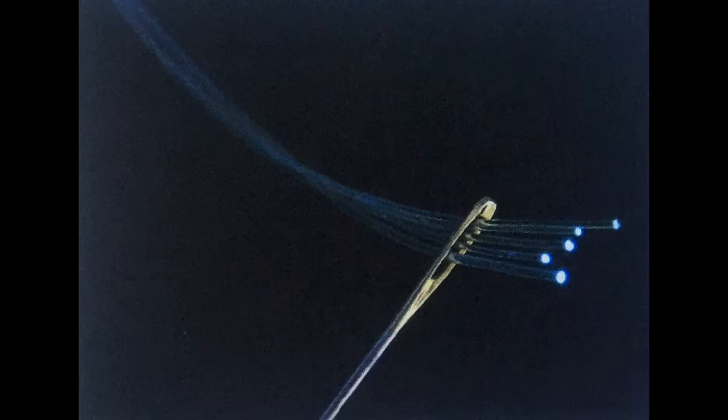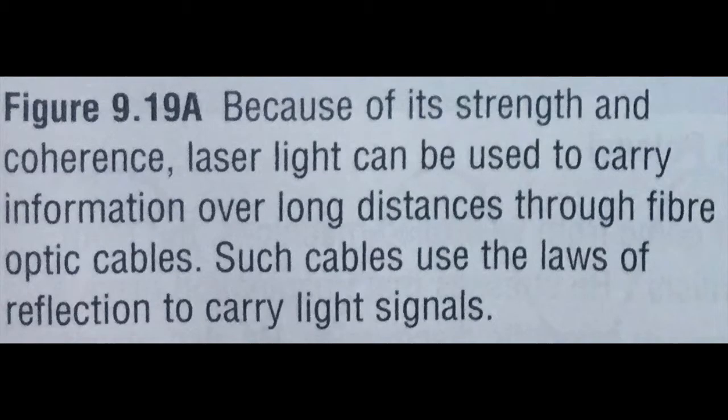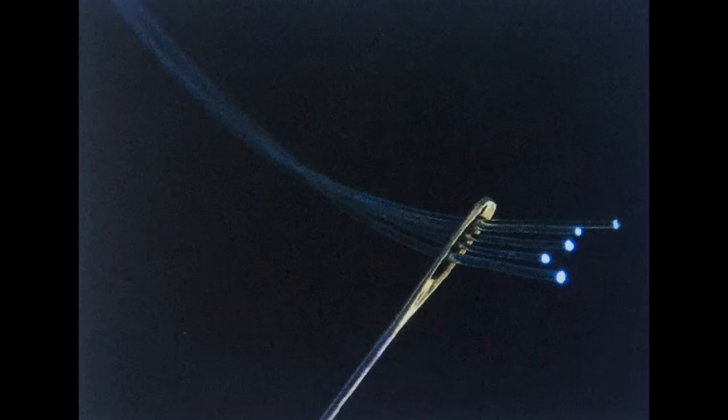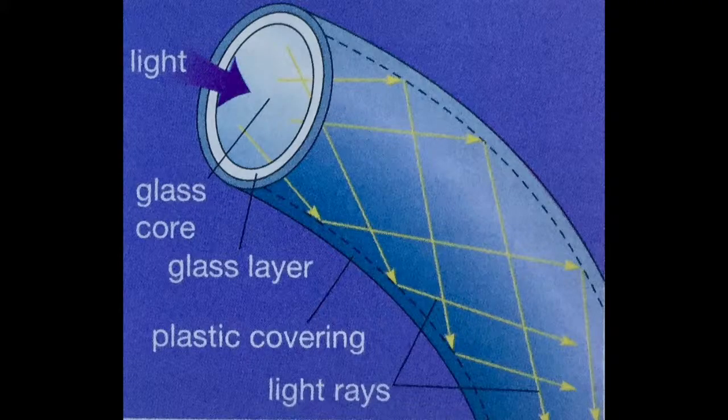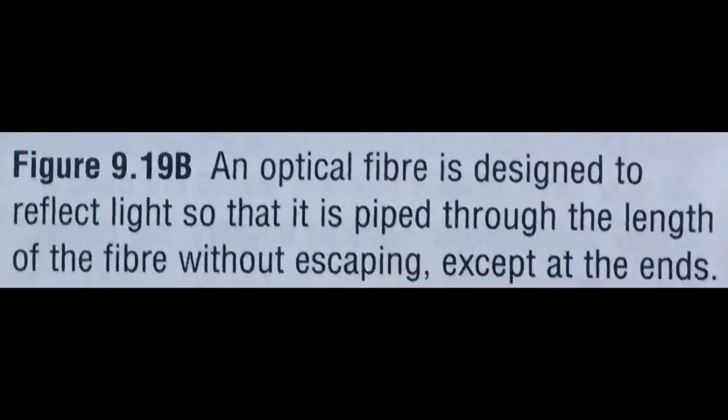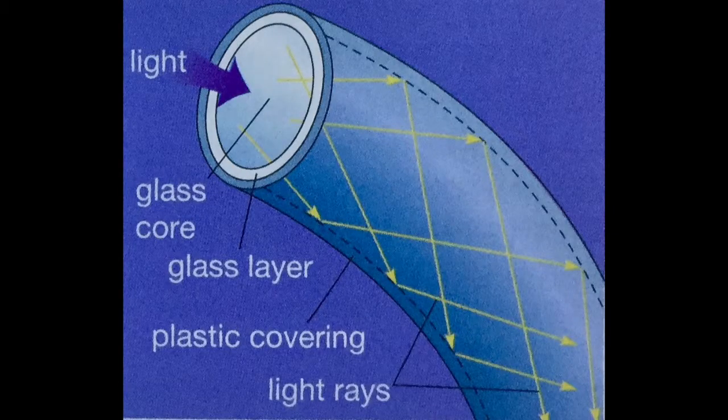9.19a. Because of its strength and coherence, laser light can be used to carry information over long distances through fiber optic cables. Such cables use the law of reflection to carry light signals. Figure 9.19b. An optic fiber is designed to reflect light so that it is piped through the length of the fiber without escaping, except at the end.